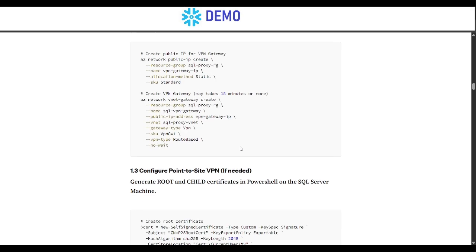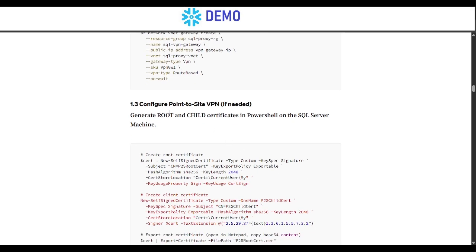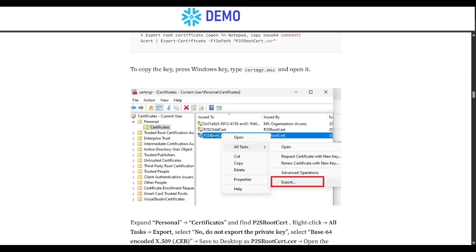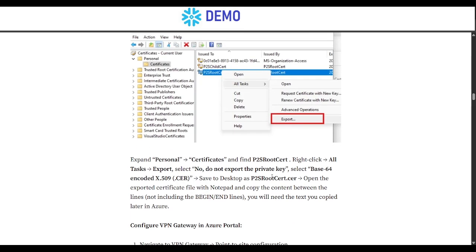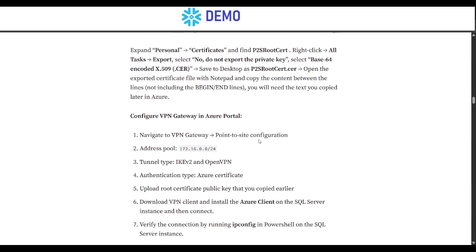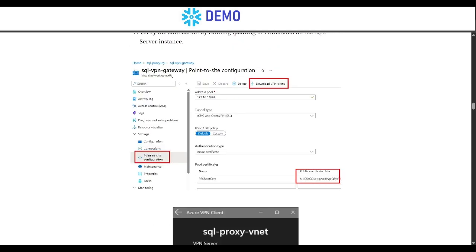Then deploy the gateway. Then for me to configure point-to-site, you generate a root and child certificate in PowerShell on your SQL Server machine. The personal certificate, and you see the root certificate. Export that. You can export it to a notepad, copy the contents, ignore the header and the footer of the content, just the main content. Then you go back to your Azure portal. That gateway may take about 15-20 minutes to be ready. Once it's configured, go to point-to-site configuration and put in that certificate data you copied.